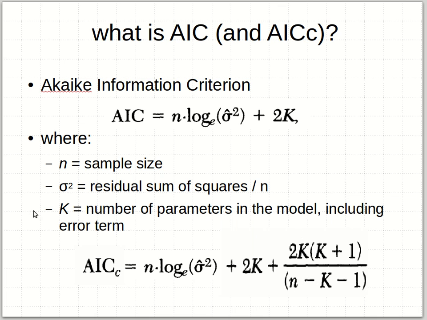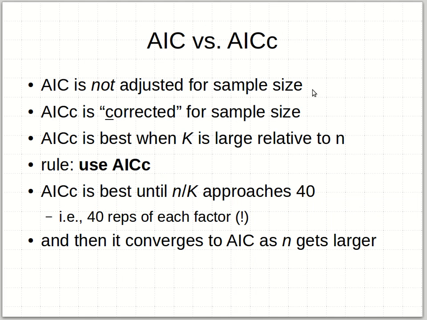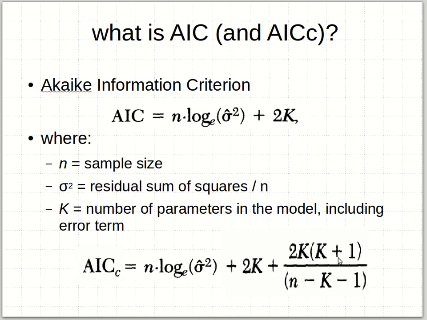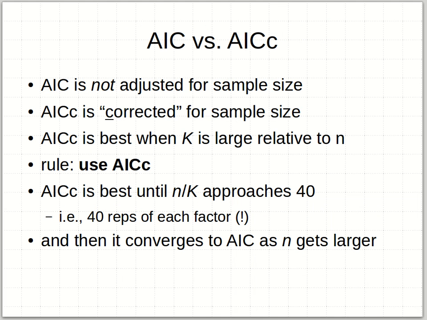So if we are thinking about what AICc does, AIC is not adjusted for sample size, where AICc is the corrected version. That's what the lowercase c stands for. It's corrected for sample size because this whole term here divided by this term is including sample size down here. Okay, so AICc is really best when you have a large k relative to n.